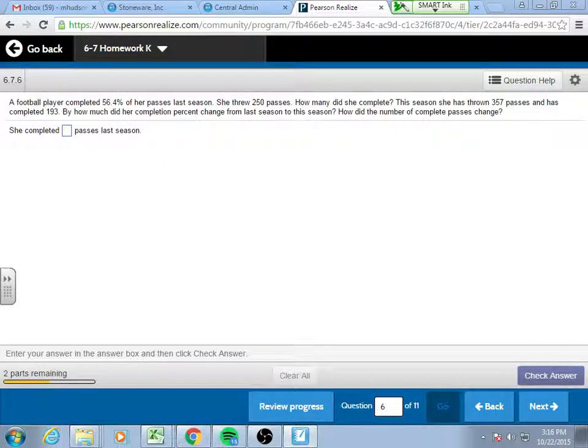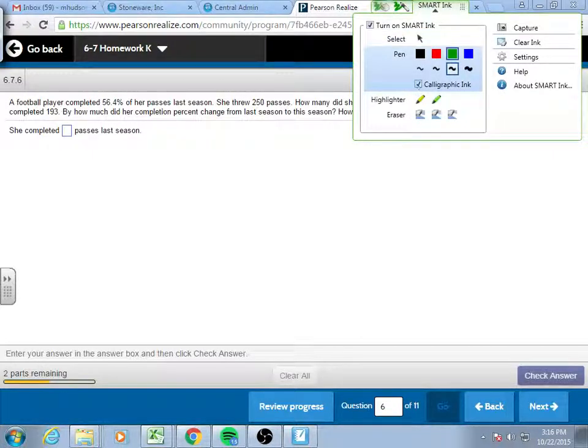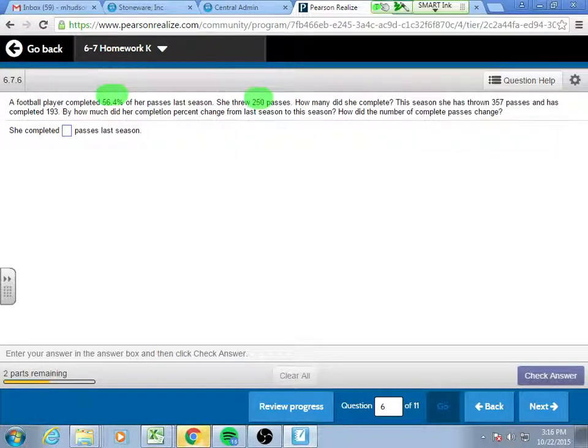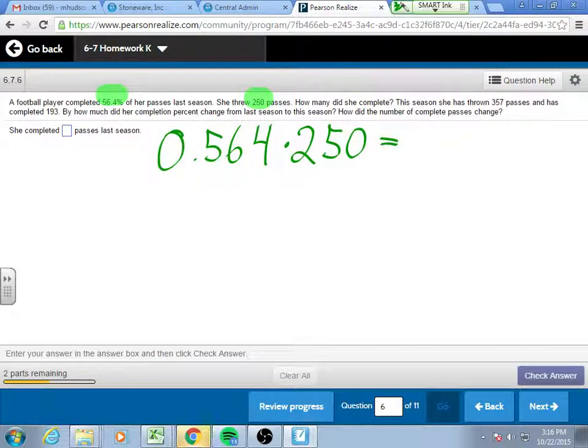So if this football player completed 56.4% of their passes last season and they threw 250, to figure that out, you would just take your 0.564 times the 250 to find the passes they completed.